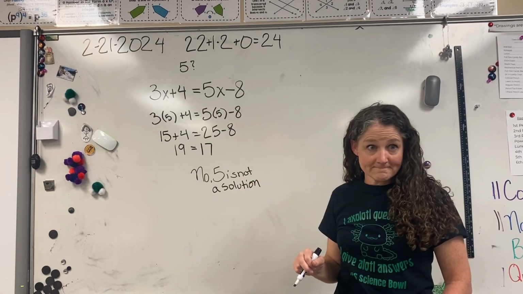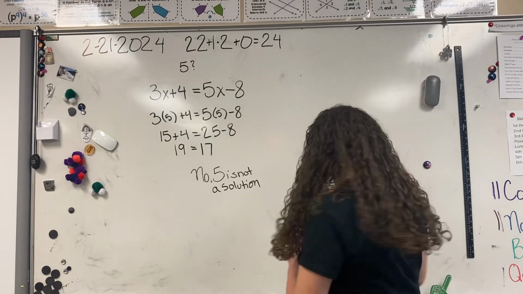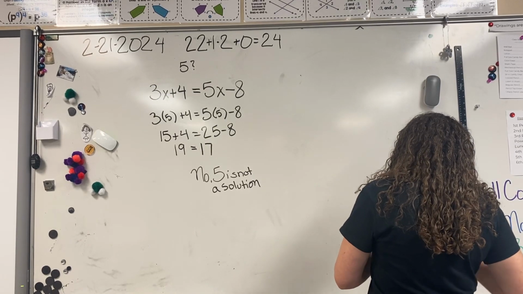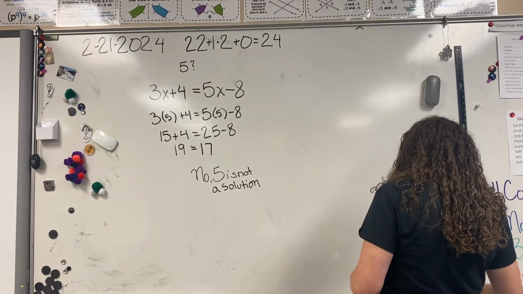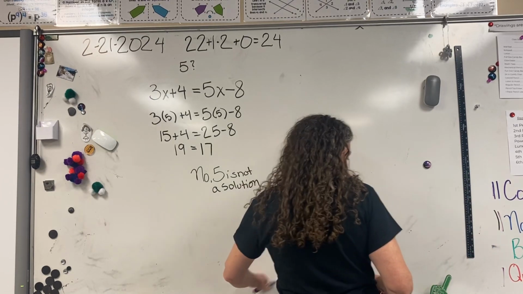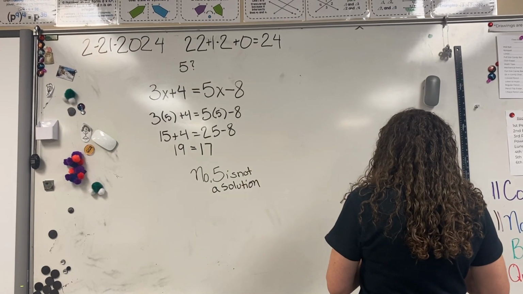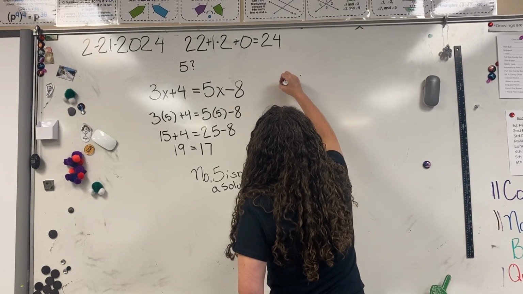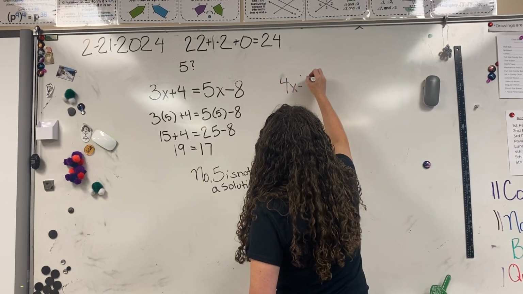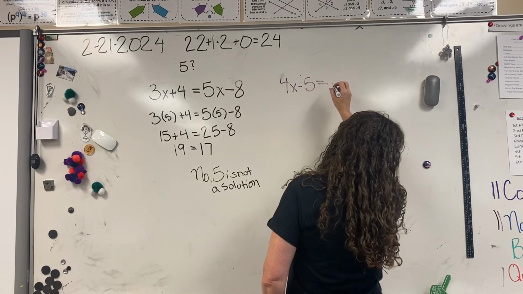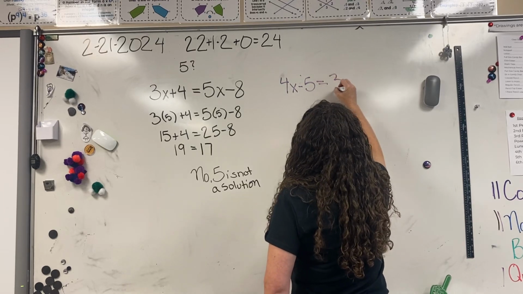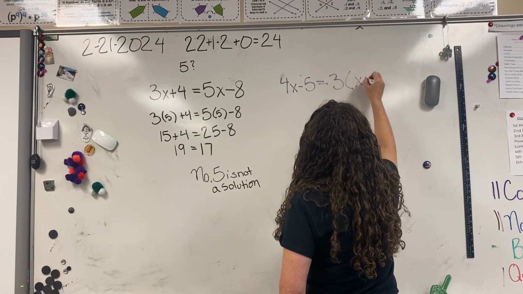Okay. Should we do another one? Yeah. Let's do another one. I have another one written down. This time, I'm going to have 4x minus 5 equals 3 times x plus 2.